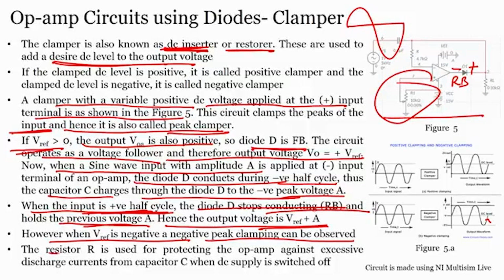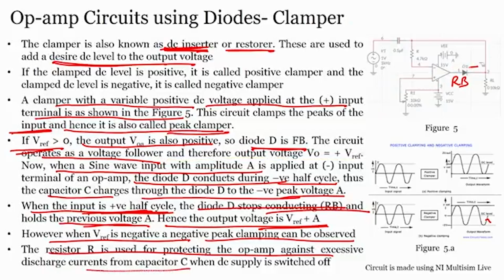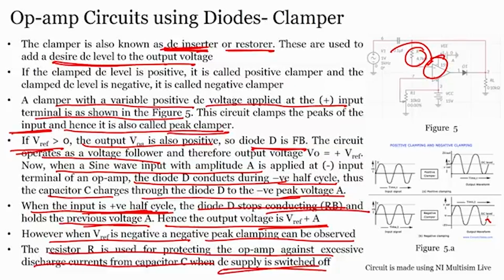The resistor R is used for protecting the op amp against excessive discharging currents from the capacitor. Now, you see whenever we use an LED, we use a current limiting resistor, right, but if you use a capacitor, we have to use a resistor between the capacitor and the inverting terminal, to avoid any sudden discharge of the capacitor voltage, which will destroy your op amp. So, to protect the op amp against excessive discharge currents from the capacitor, when the DC supply is switched off, we have to use the resistor.